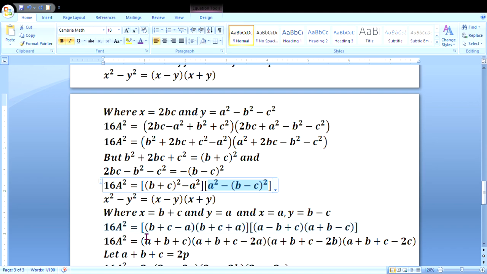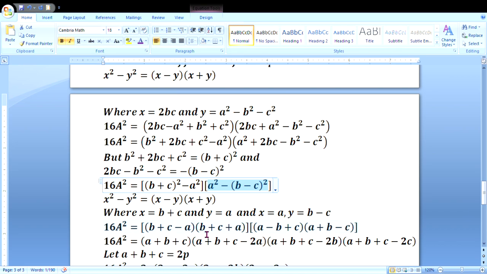And if this is applied here, this becomes open bracket b plus c minus a, close bracket, open bracket b plus c plus a, close bracket, then open bracket a minus b plus c, close bracket, open bracket a plus b minus c, close bracket. Here we have to do some manipulation.